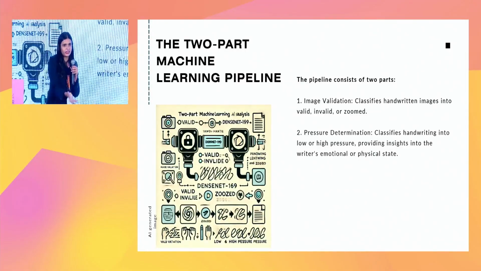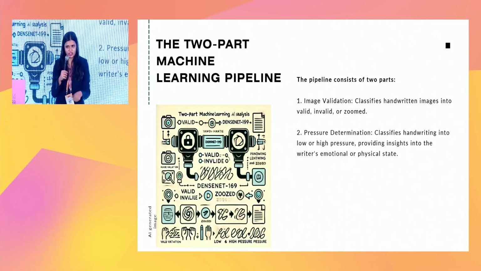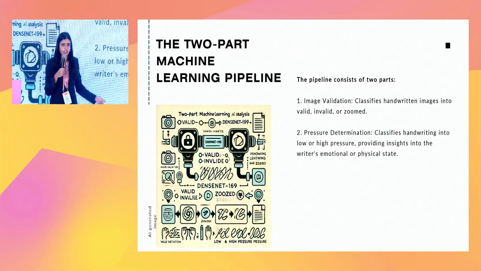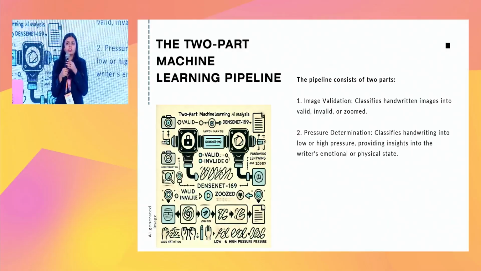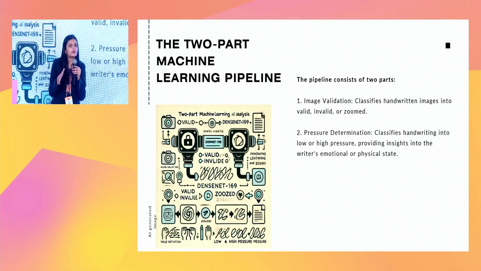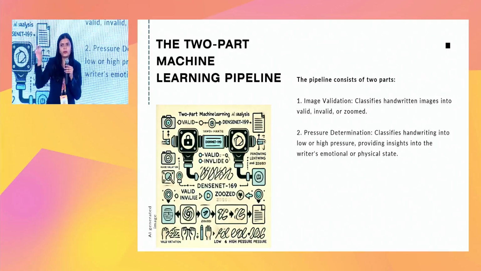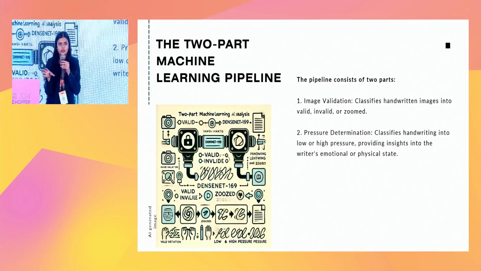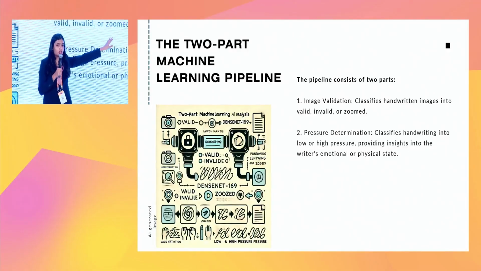Valid is a normal standard handwriting on an A4 size sheet with the correct margin and everything. Invalid is a picture of maybe you, your dog, your house, anything like that. We don't want that. And there is another part called zoomed. It creates a lot of difference what size you're writing in, whether it is a ruled paper, an unruled paper, or you have zoomed into your sheet and clicked the picture. So that's why there's a third classification called zoomed.